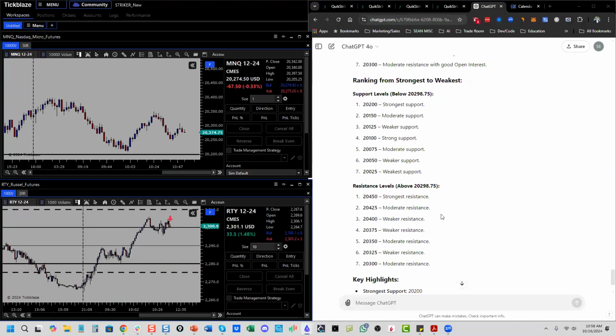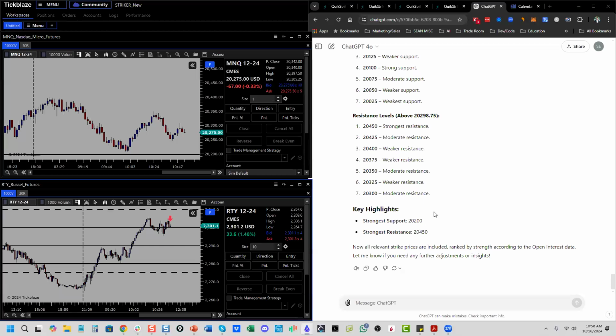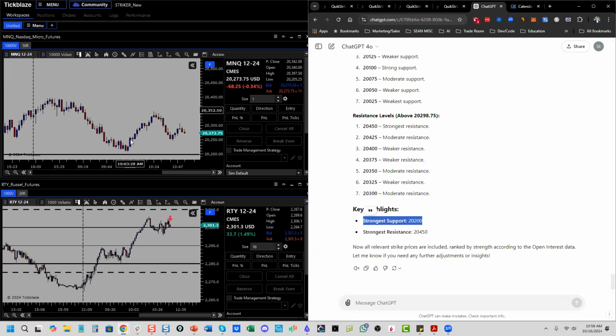Now, let's continue up for resistance. Look, the strongest support is 2200 for the day. Do you see that? I told it not to skip strikes. Where did they take it? Where did the NASDAQ, off the overnight, take the market?